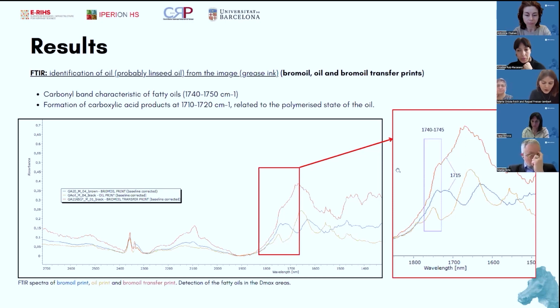In the spectrum of the bromoil print, this band is merged with a new band appearing at 1715, which is the result of the formation of carboxylic acid products due to the aging and polymerization process of the oils themselves. Finally, the imprints in the bromoil transfer prints are the ones that have given a milder signal. The characteristic signals of the oils no longer appear as defined bands, but rather as shoulders or small bands. This is due to the absence of a binder to separate the ink from the cellulose support, which absorbs oil much more due to its high porosity, thus producing a less intense signal from the linseed oil.